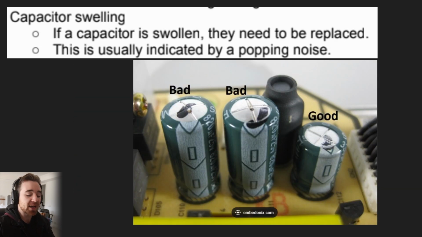We also had capacitor swelling as an issue. Capacitor swelling is generally going to cause a popping noise, which is an indication that the capacitor is probably swelling and it's probably time to replace it. You have a visual representation here thanks to edonyx.com. Thanks guys, just googled an image for that one. You have a good one over here, where there's no visible swelling, and then bad ones over here, which are clearly pretty much ready to burst. So if you hear a popping noise, or the exam asks you what a popping noise is a sign of, you can pretty confidently say capacitor swelling.